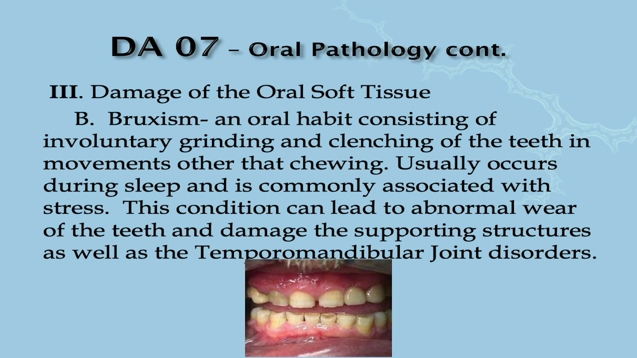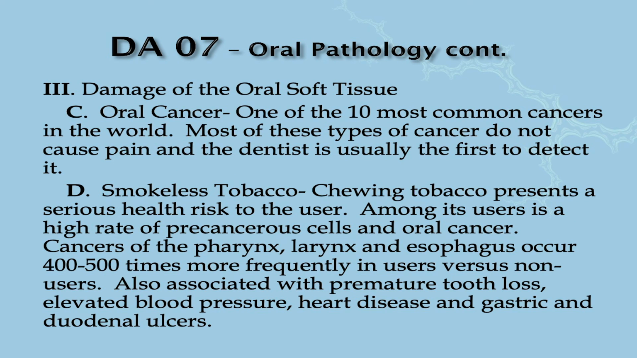Bruxism is another damage to oral soft tissues, and it's a habit that consists of involuntary grinding and clenching of the teeth in movements other than chewing. It usually occurs during sleep and is commonly associated with stress. This condition can lead to abnormal wear of the teeth and damage of the supporting structures, as well as damage to the TMJ joints. Oral cancer: 1 in 10 deaths is caused by oral cancer around the world.